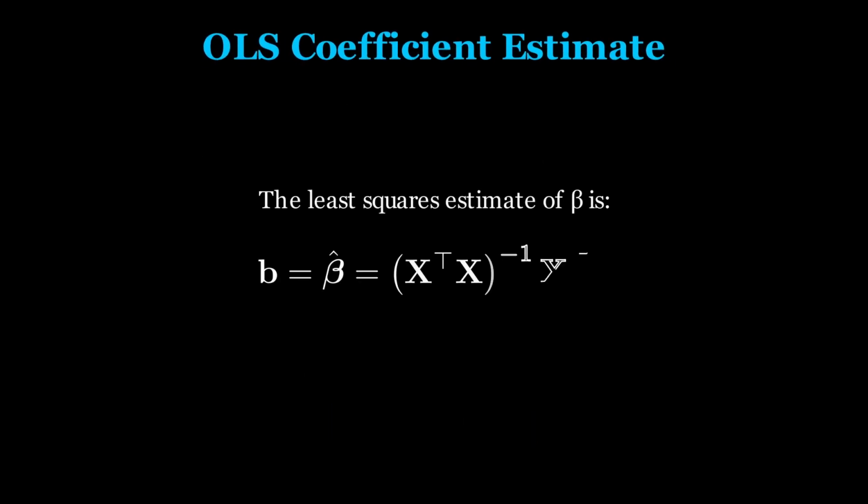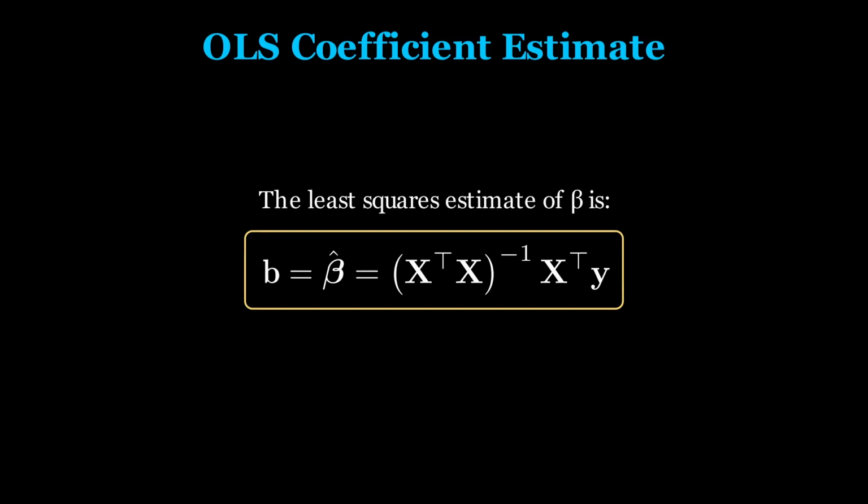Minimizing the RSS with respect to beta gives the ordinary least squares estimate. Beta hat equals x transpose x inverse times x transpose y. This is the cornerstone formula of multiple linear regression. One important requirement is that x transpose x must be invertible. This fails when predictors are perfectly correlated, a condition called perfect multicollinearity.